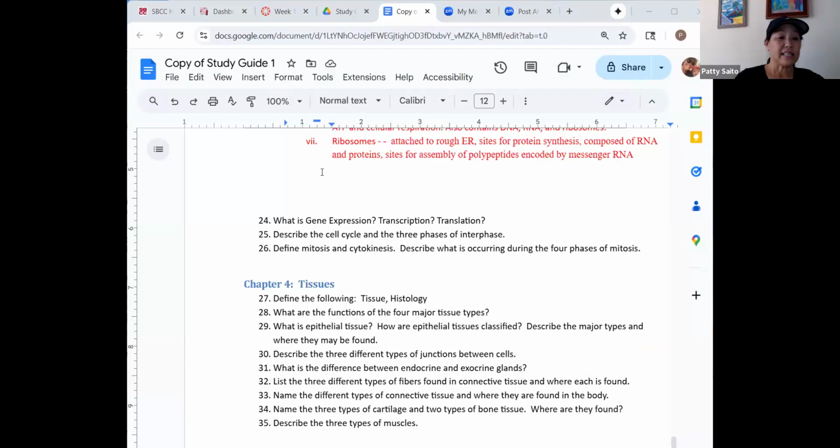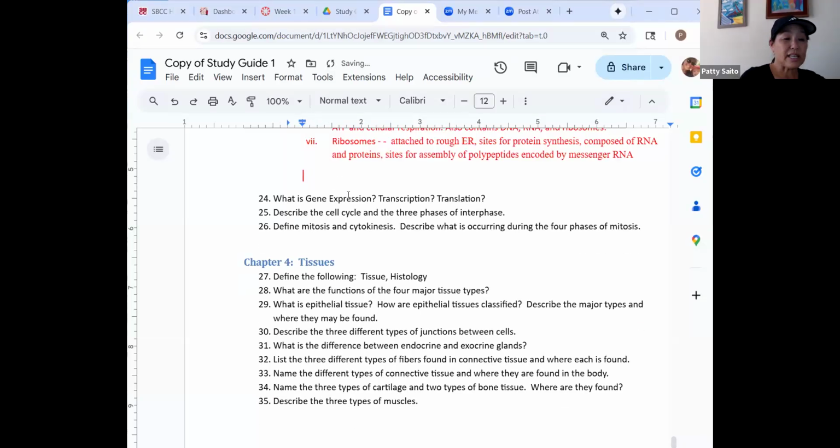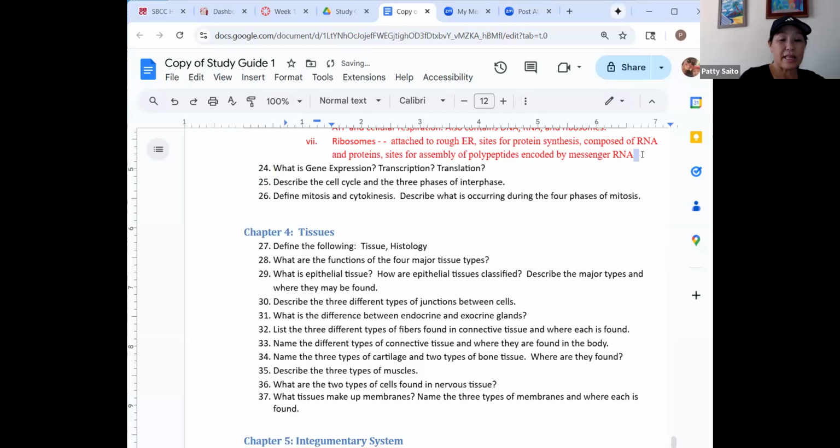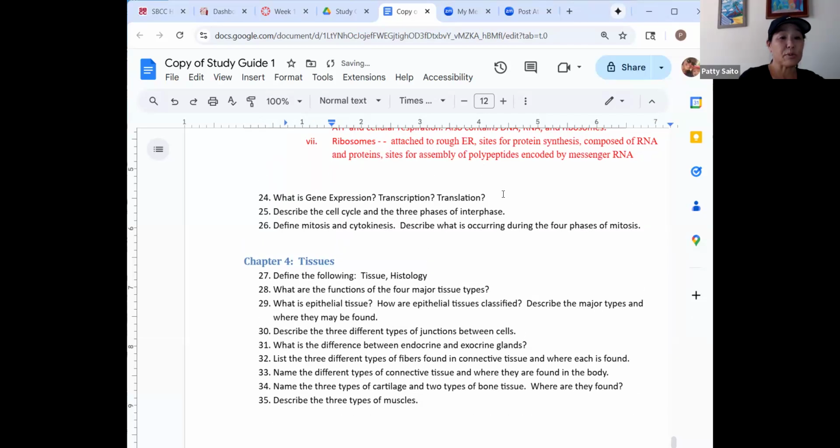Okay, what's next? Now we're going to really kind of switch gears a little bit and look at something called gene expression.